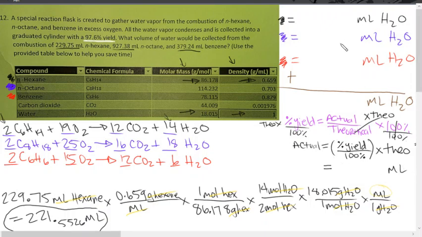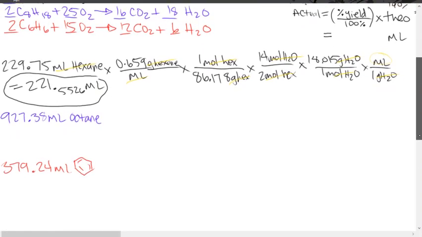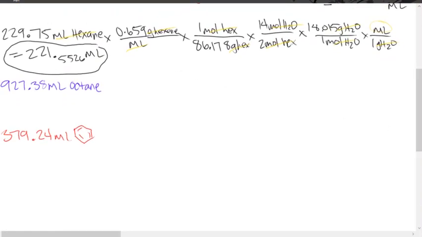Okay, so let's go ahead and put that number right here, 221.5526. And let's figure out the next one. Okay, so we were given that we started with 927.38 milliliters of octane. So multiply by the density, which is above on that table. It is 0.703 grams of octane for every milliliter. And then 1 mole of octane, and this is from the graph above.